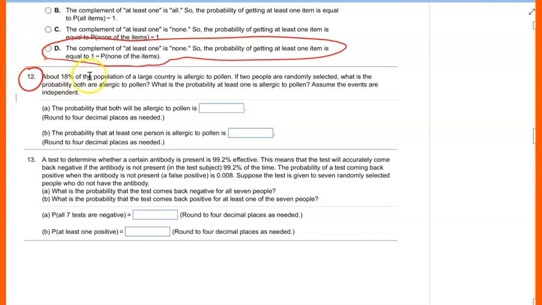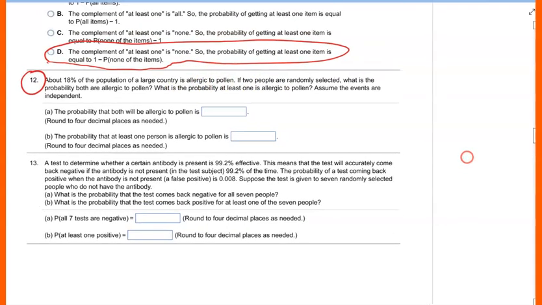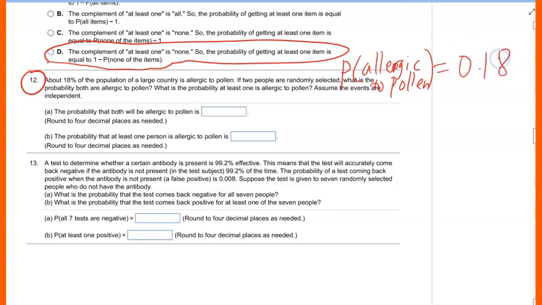About 18% of the population of the large country is allergic to pollen. If the first sentence says the probability that a person is allergic to pollen, let's write allergic to pollen. The probability is going to be 0.18 because 18% has an allergy to pollen.